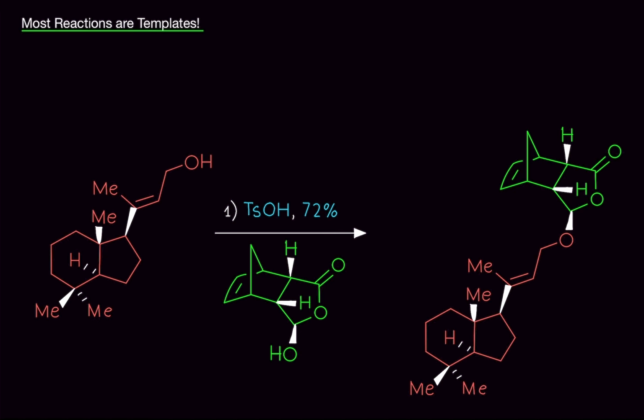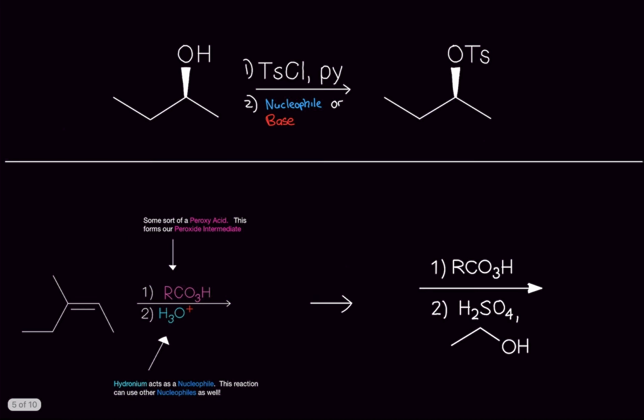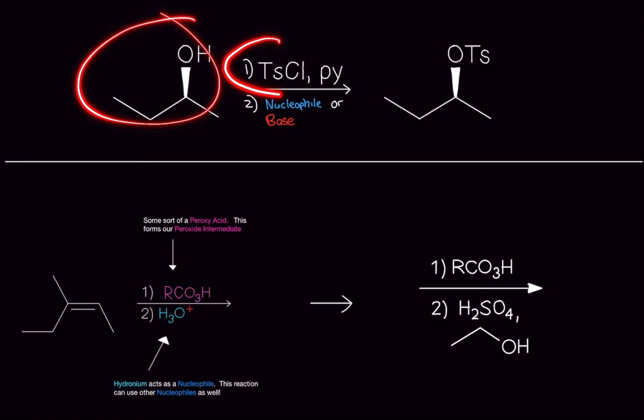And then, if you remember from my tosylate video, we convert alcohols to good leaving groups, and then we can do an SN2 or E2 reaction to get our desired product. In this scenario, we are doing a substitution reaction. If you don't believe me, this is directly from my tosylate video. We are taking an OH, and we do our tosylate reaction here. And the second part is a nucleophile or a base. I didn't include the second part of the reaction. This is just the first part.